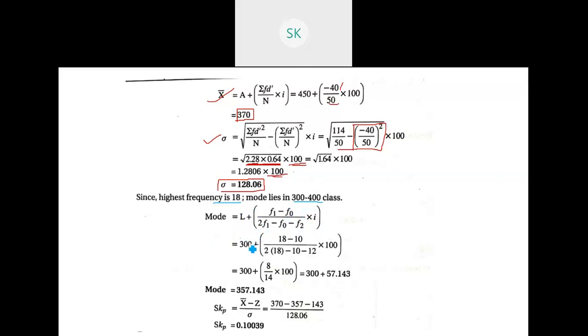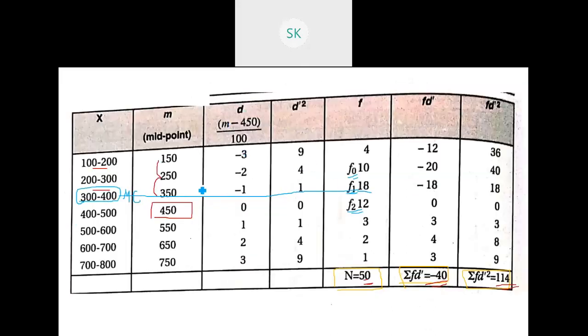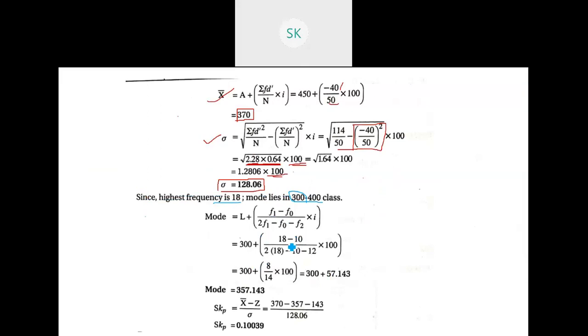Now let us put all the values into the formula. 300 is the lower limit, so 300 is considered for L, plus f1. Let's go back to the table to have a confirmation. f1 is 18, f0 is 10 and f2 is 12. So f1 is 18, f0 is 10, divided by 2 into 18 minus 10 minus f2, which is 12, into 100.